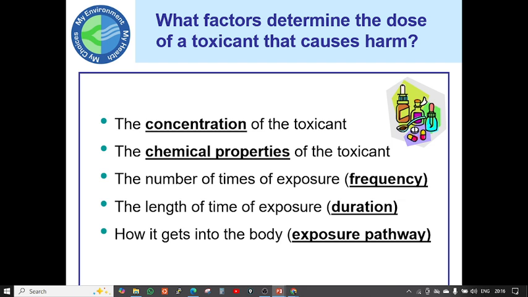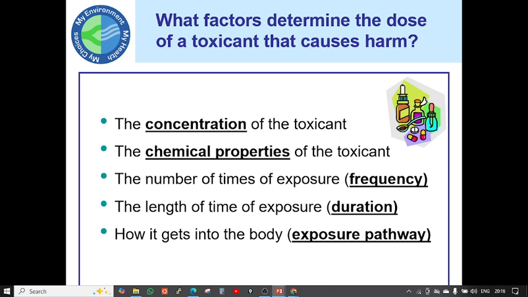If you are consuming potassium cyanide, it takes less than 1 second to cause death, so it has very high poisonousness. If you are consuming tea and coffee, this is also a kind of toxicant, but it will not harm you in the short run, though it can harm your body in the long run. So these properties determine whether the substance will harm you or not.